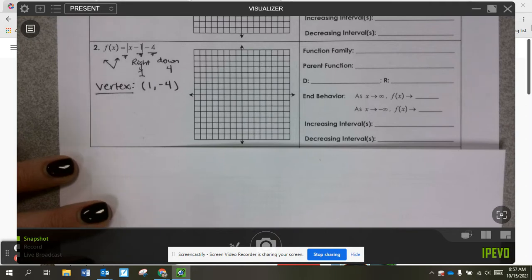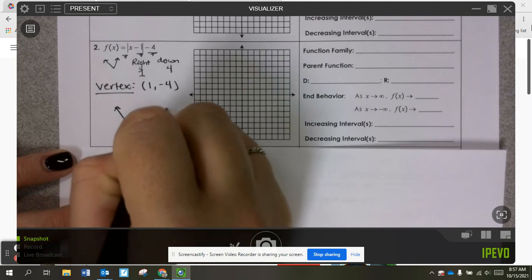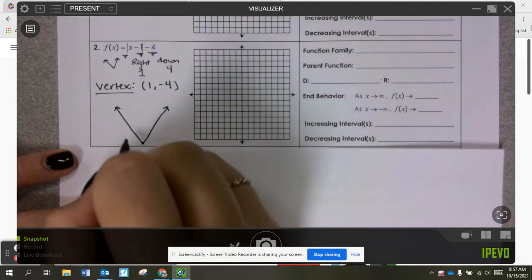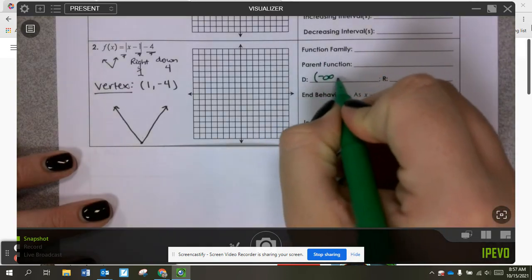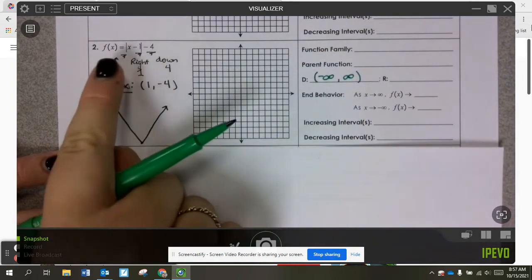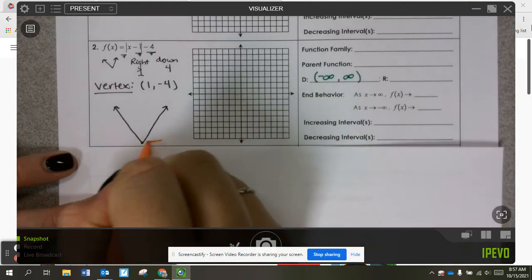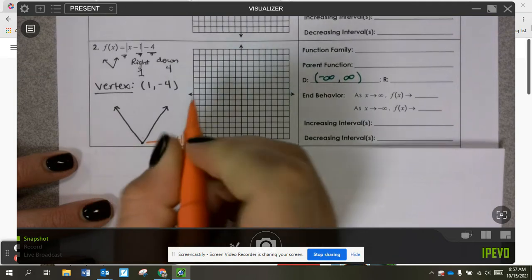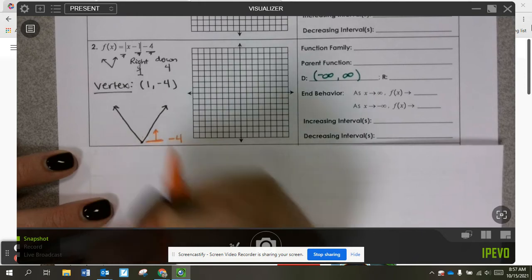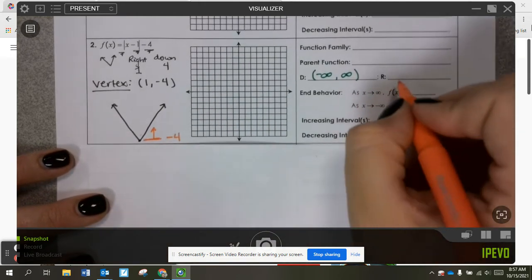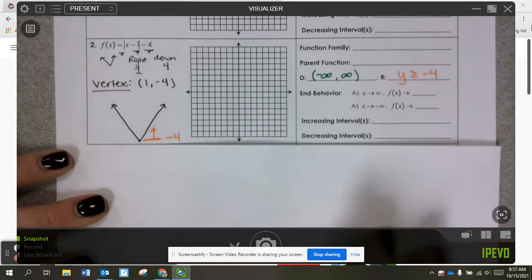Now, without graphing and just using our general picture of our absolute value, we know a couple things. We know that our domain is all real numbers because we can plug any x value into our function. We also know that our range is going to start at negative 4 because our vertex is 1, negative 4, and it's going to include everything greater than negative 4. So our range is going to be greater than or equal to negative 4.